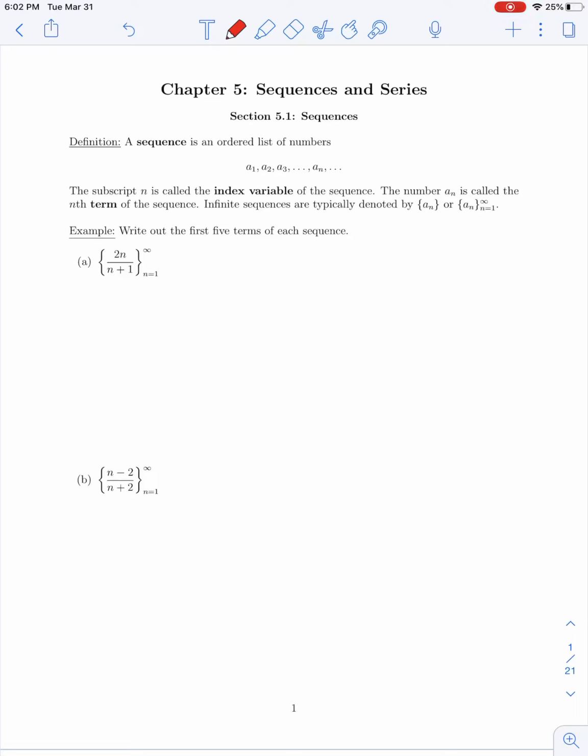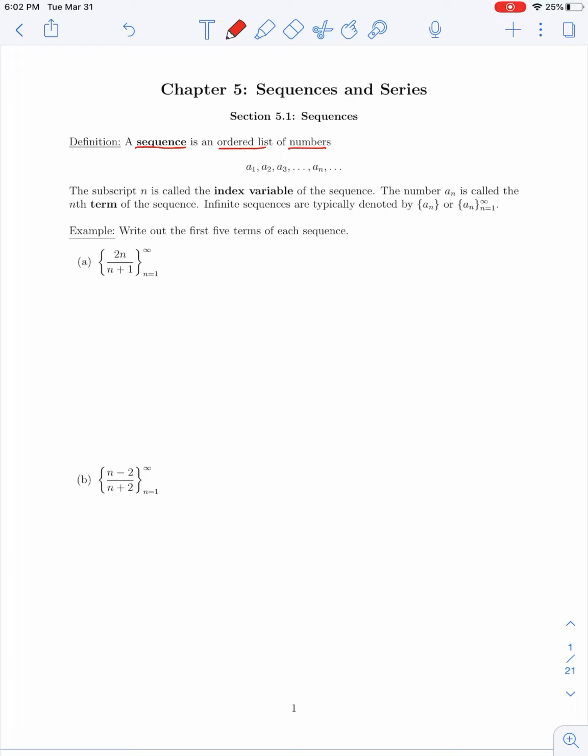All right, in today's lecture, we're going to start our Chapter 5 material on sequences and series. And in section 5.1, we'll start by introducing sequences. In particular, in our course, we're going to be working with infinite sequences. So let's start by defining what is a sequence.